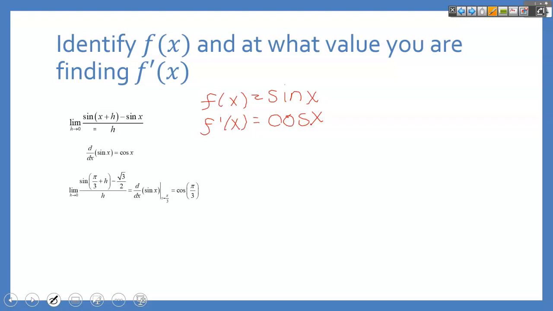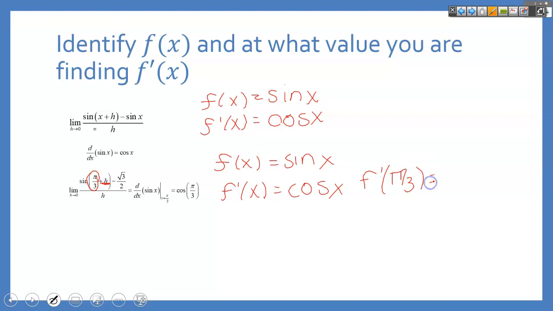So in number 2, similar follow-up, but now you have the sine at a point plus h. So f of x is still sine x. F prime of x is still cosine x. But now we're looking at f of x and f prime of x at a point, and that point is 5 pi over 3. So then you have to take the cosine of 5 pi over 3, and that would be your final answer.